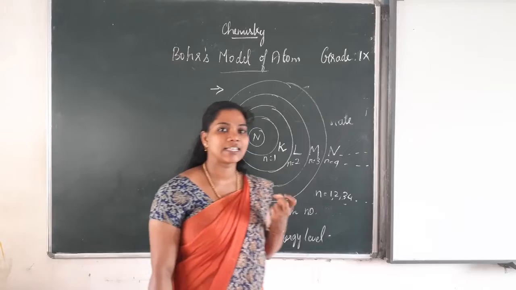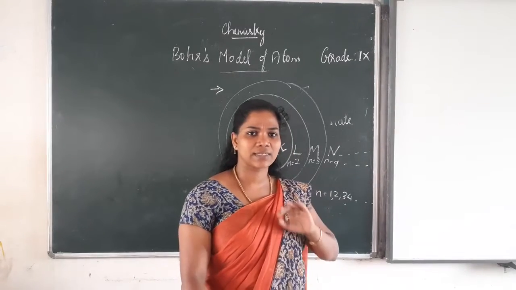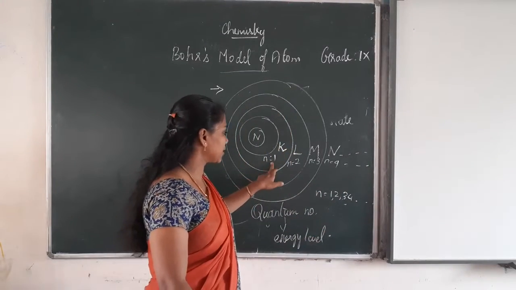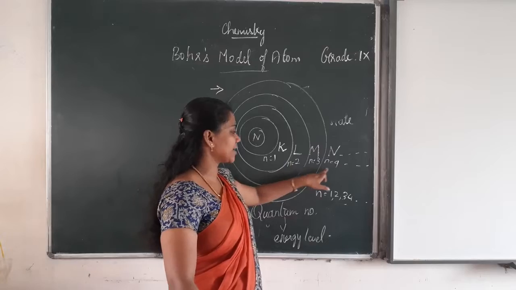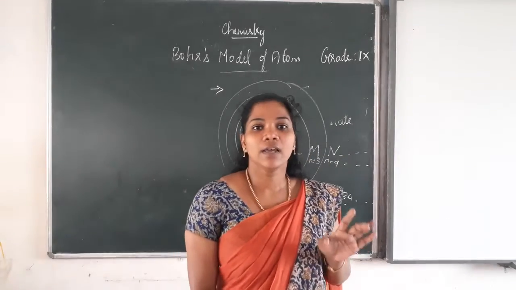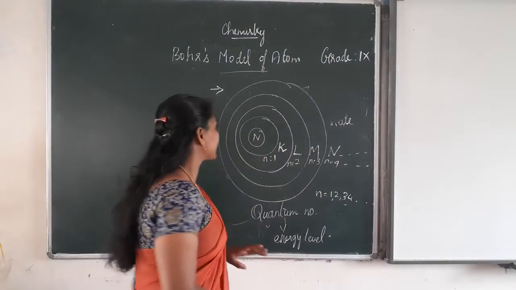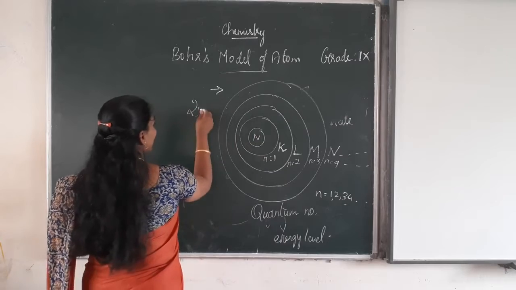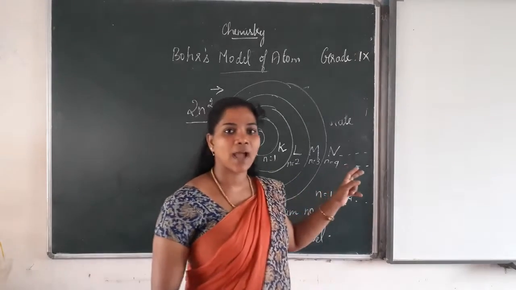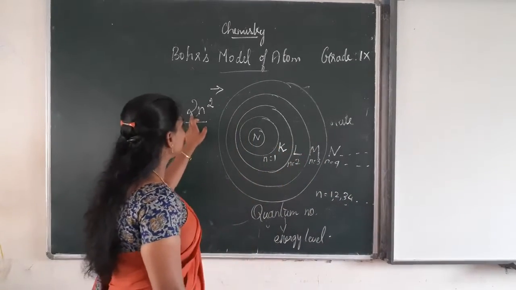The energy level in each orbit is fixed. Each orbit has its own energy level, and with that energy level only, the electrons move in the orbit. So energy level n is equal to 1, n is equal to 2, n is equal to 3 and n is equal to 4. And the maximum number of electrons that can be accommodated in each orbit was given by the formula 2n square.